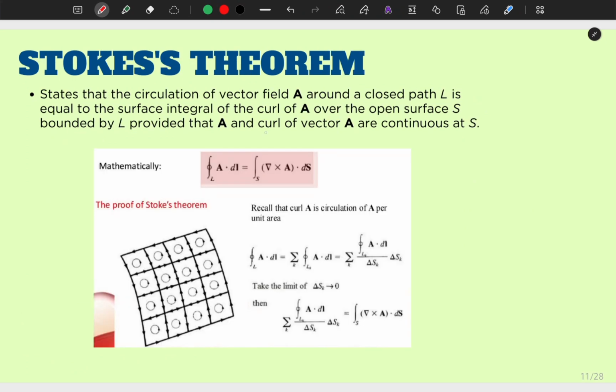Next, Stokes' theorem states that the circulation of vector field A around a closed path L is equal to the surface integral of the curl of A over the open surface S bounded by L, provided that A and curl of vector A are continuous at S. Curl of vector A is also known as inverted triangle cross with A. And these are the equations, and this is the final equation of Stokes' theorem.